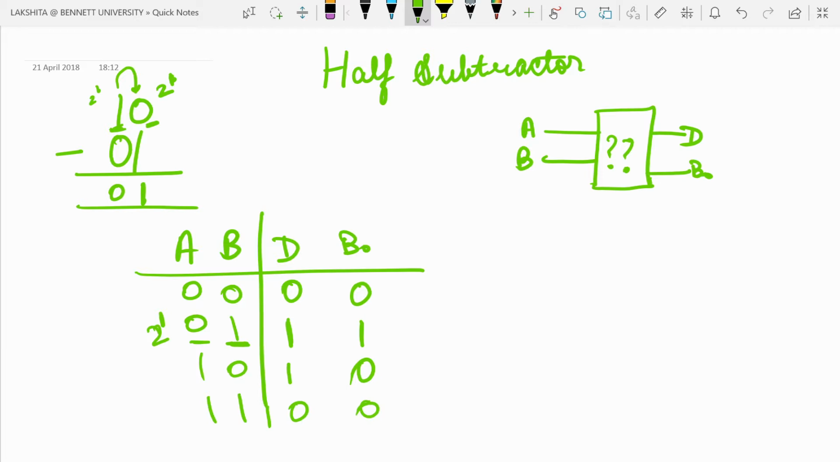Now we are going to realize D and B naught. For that we need to make a logical circuit, but before that we need to find the value of D and B naught. The value of D and B naught can be found easily by the K map that you can do yourself. So the value of D will be A XOR B and the value of B will be A bar B. You can do it yourself.